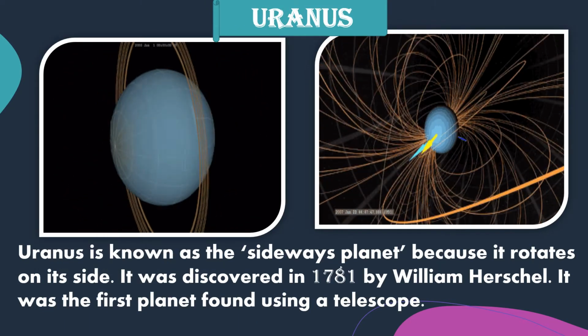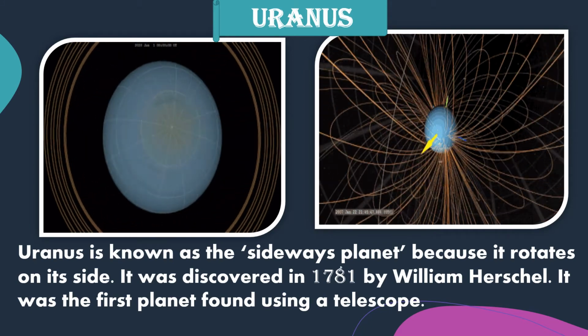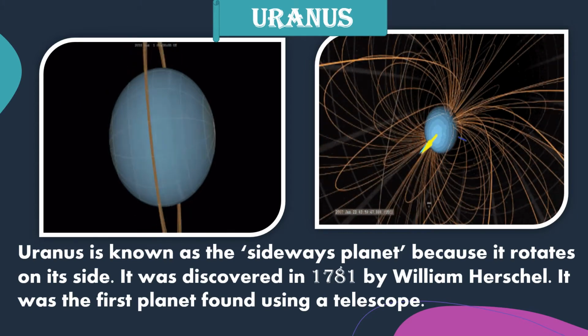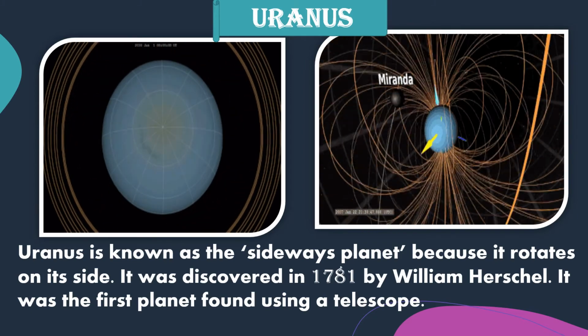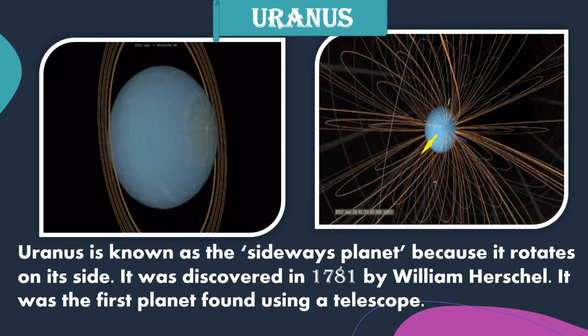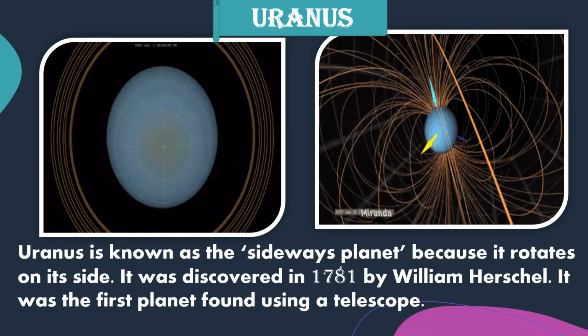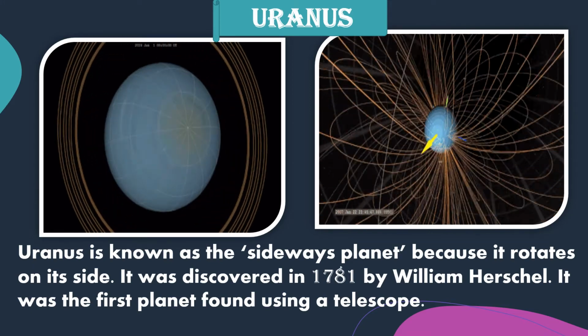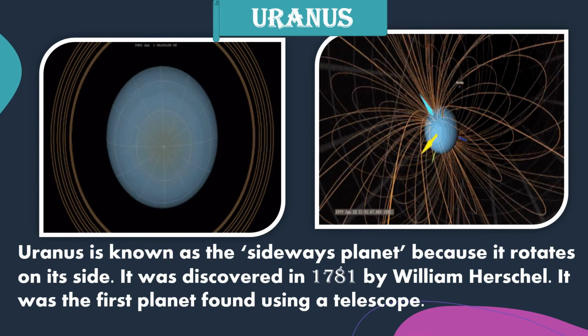Uranus is known as the sideways planet because it rotates on its side. It was discovered in 1781 by William Herschel. It was the first planet found using a telescope. It is an ice giant planet and nearly 4 times larger than Earth.